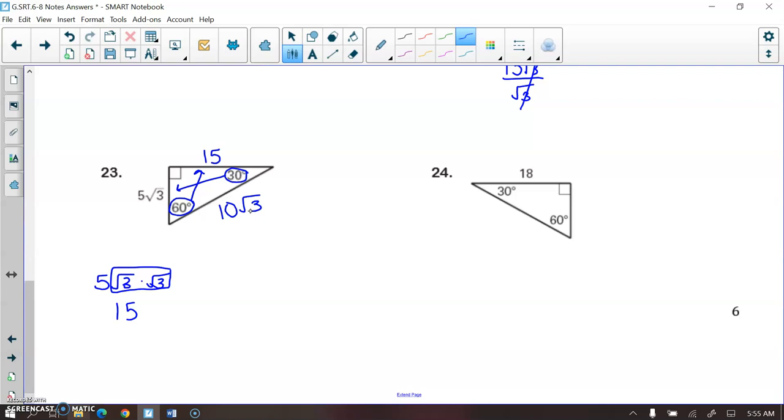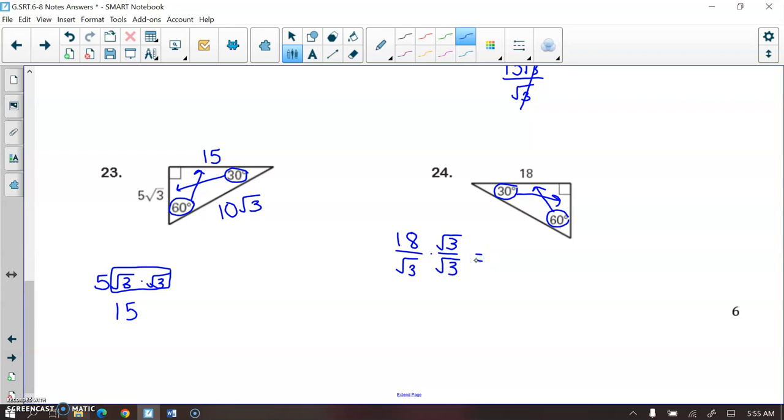And then the last one, I have the side across from my 60-degree angle. To get from that side to the side across from my 30-degree angle, I need to divide by root 3. I cannot have a root 3 in my denominator, so I'm going to rationalize my denominator by multiplying by root 3 over root 3. Always multiply by the denominator of your fraction.